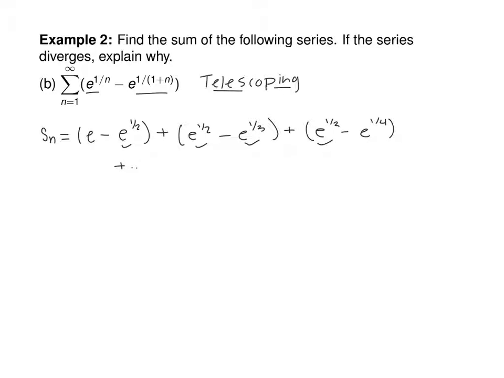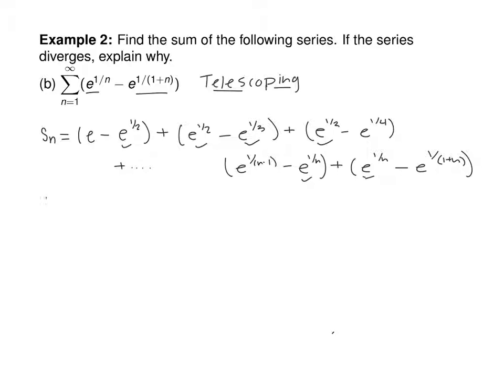So you keep adding them up all the way until you add up your nth thing, which is e to the 1 over n minus e to the 1 over 1 plus n. One prior to that will be e to the 1 over n minus 1 minus e to the 1 over n. And notice how this guy and this guy will cancel.